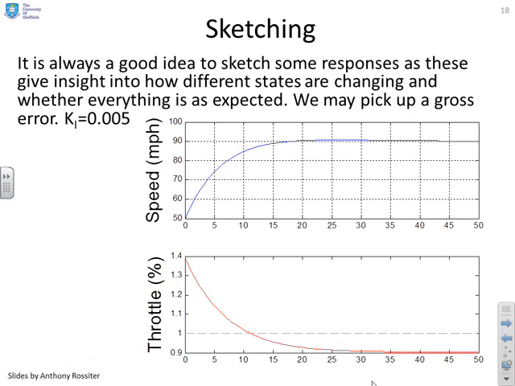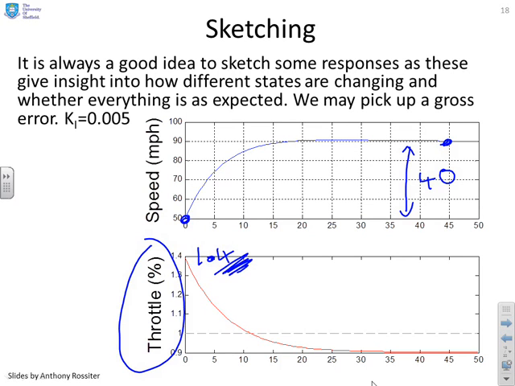Well, the most obvious thing to do is to sketch some of the responses with the design that we've got so far, the selected Kp and the selected Ki. You'll see what I've done here is a speed change from 50 miles an hour up to 90 miles an hour, and the difference there is 40, so we're pushing things to the limit. Now, if I look at the throttle, what do you notice? The initial throttle is 1.4. It's a lot bigger than the maximum throttle position down here of 1.